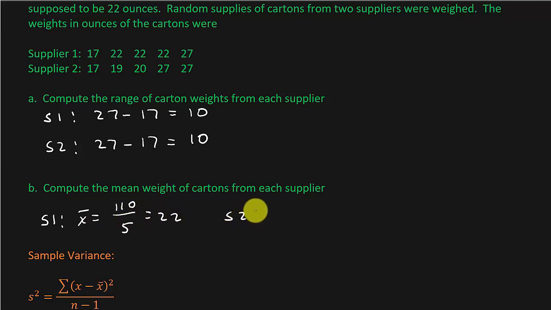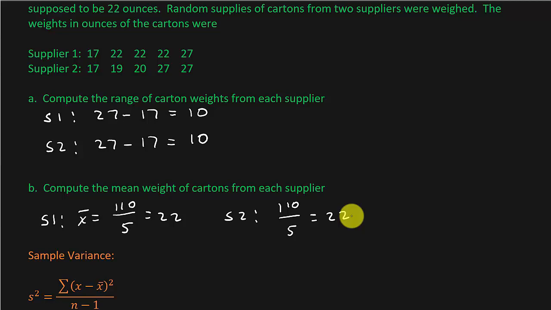And then for supplier 2, we add those up: 17 plus 19 plus 20 plus 27 plus 27. That is equal to 110 divided by 5. That is also 22.